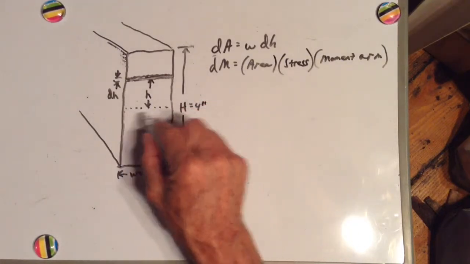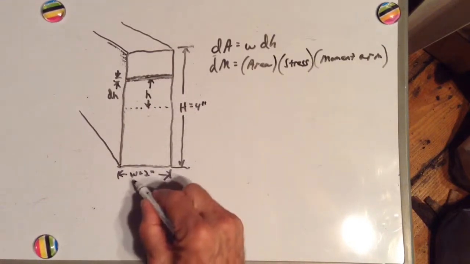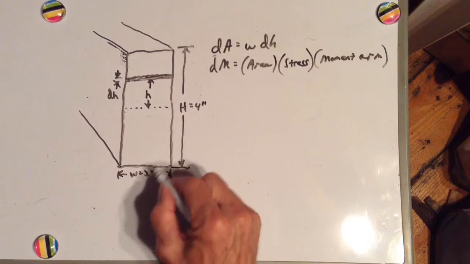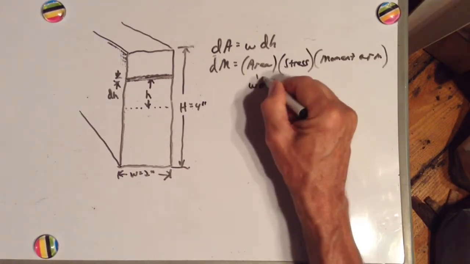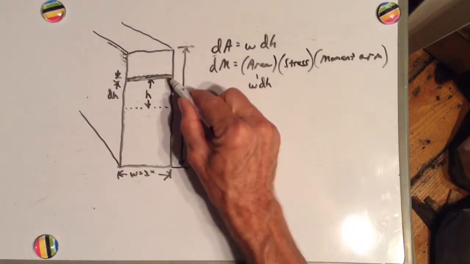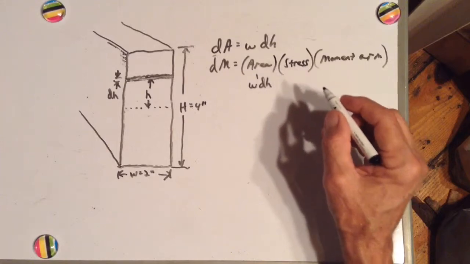So area is the width times the height of our sliver. Well, it's w wide, which is 2 inches. In this case, it's 2 before. You just say w times dh. That times that. That's the area of that little increment of sliver.